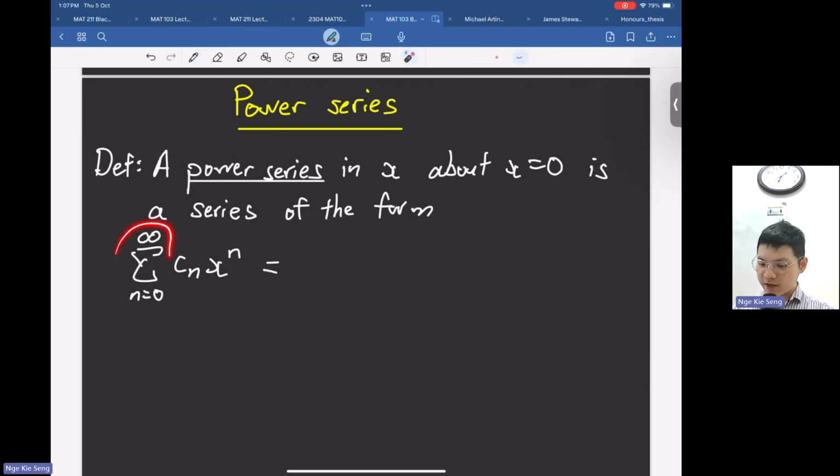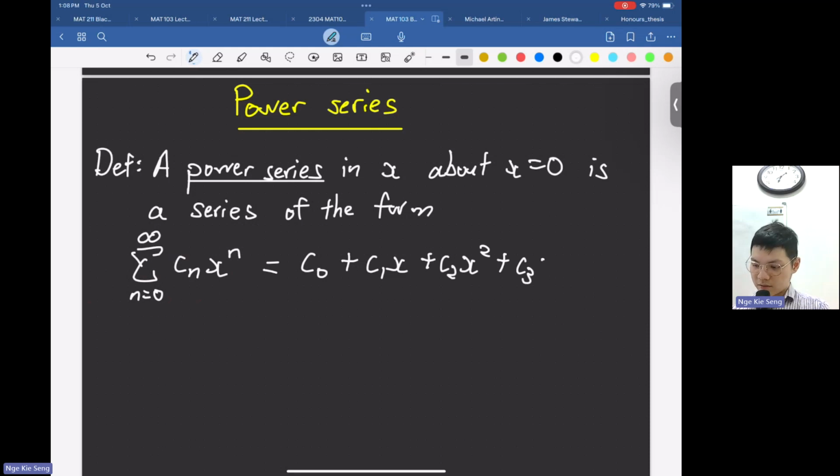Be a little bit careful here. For power series, we typically start with n equals 0, not like before. Why? Because when you put 0 into x^n, what do you get? 1. So you drop out a constant. You start with a constant, then a degree 1 monomial, a degree 2 monomial with coefficients, and so on.